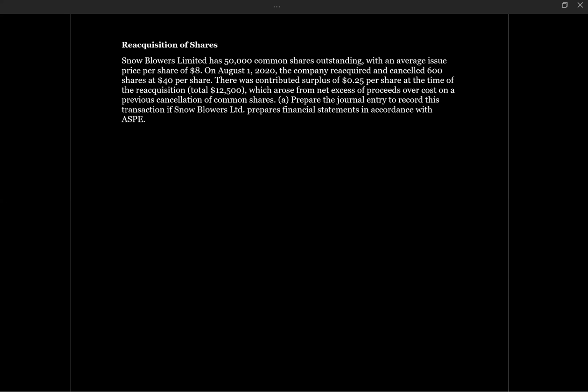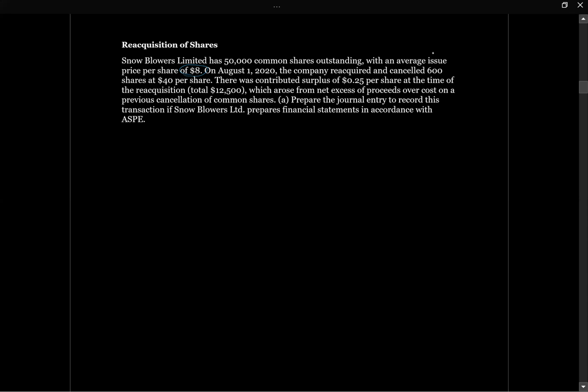Okay, so let's see what we know here. We've got some shares that are being reacquired. They're at $8 per share, and on August 1st, the company reacquired and canceled 600 shares at $40 per share. And there was contributed surplus of 12,500. Okay, so let's do some math here and see what we've got.